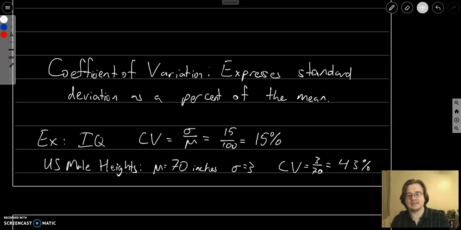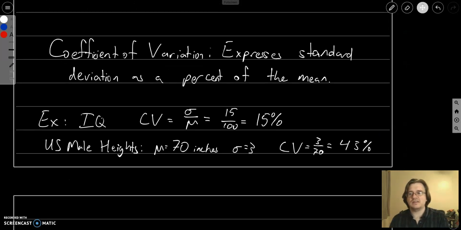The very last thing that I'll mention is very brief. The coefficient of variation expresses standard deviation as a percent of the mean. So for instance, for an IQ, we know that the standard deviation is 15 and the mean is 100. So the coefficient of variation is 15%. The standard deviation is 15% of the mean. Whereas heights in the US for males, this is about 4.3%. So male height varies a lot less than IQs.